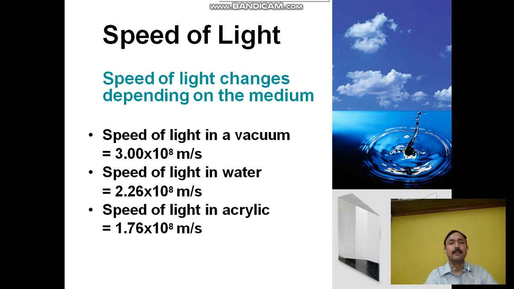This is here again. The speed of light in a vacuum is 3 into 10 to the power 8 meter per second. The speed of light in water is 2.26 into 10 to the power 8 meter per second. The speed of light in acrylic is 1.78 into 10 to the power 8 meter per second. These are a few data, many more are there.